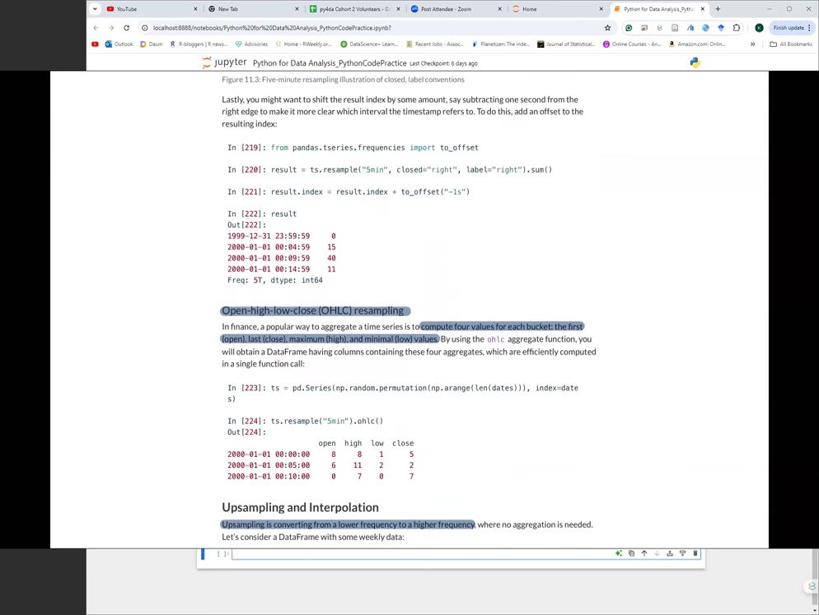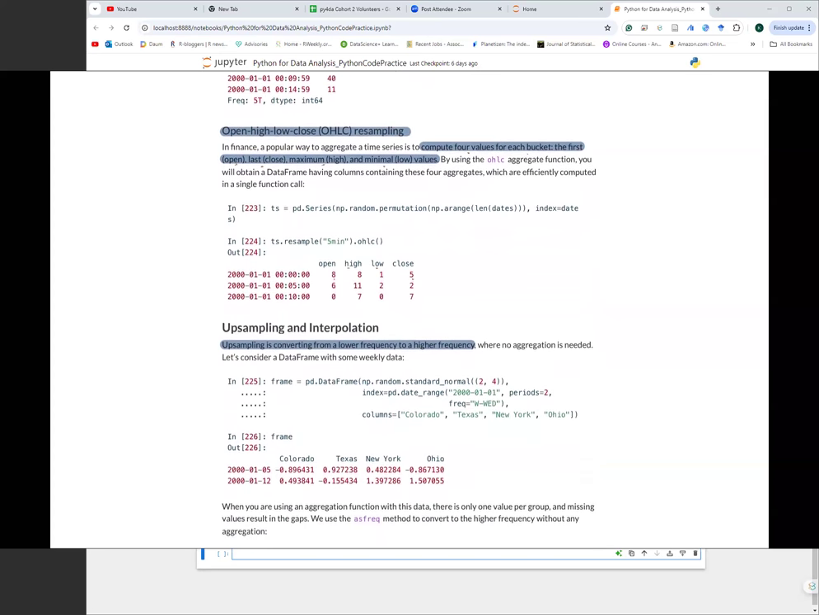And then the next one is what is called open, high, low, close resampling, like an OHLC kind of thing. How this one works is computing four values for each bucket: the first open, the last close, and the maximum and minimum values. So we have an opening and a closing, and between those two we can get the maximum and lowest value. It's a kind of descriptive statistic for the time series data set, based on the values within their time span. That's how it looks.